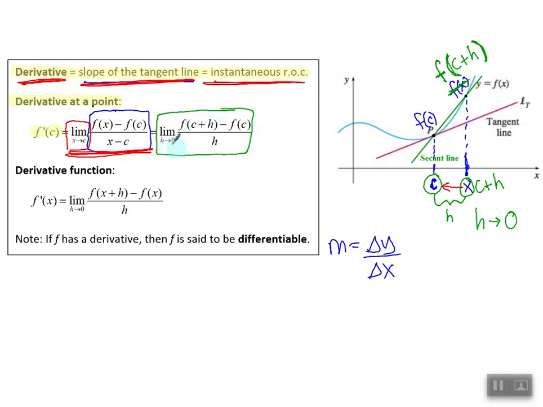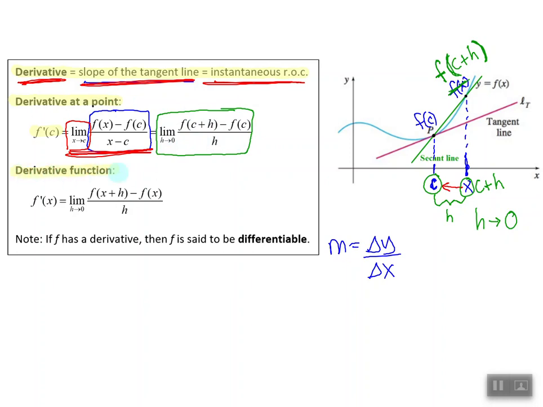The limit as h goes to 0, that change in x goes to 0, of the difference in the y values over h, which is the difference in the x values. Recall this is our difference quotient. So when we take the limit as h goes to 0 of our difference quotient, that's another way to find the derivative at a point.